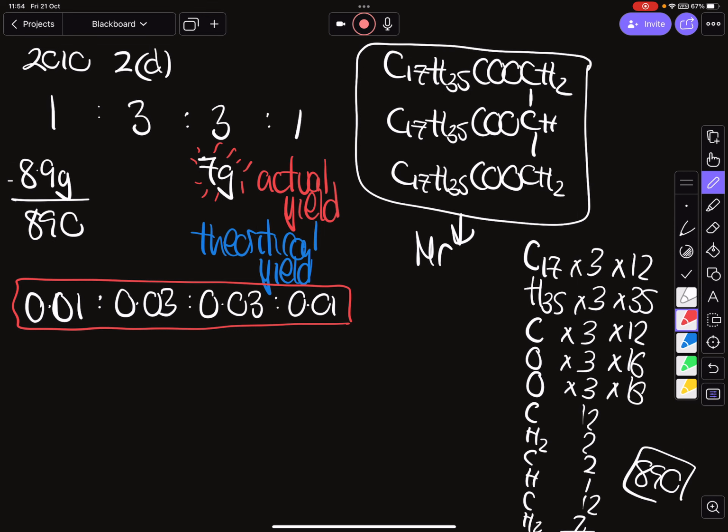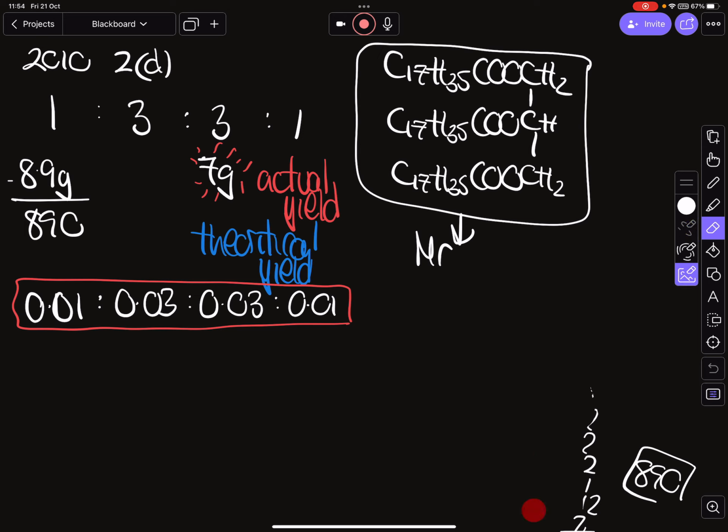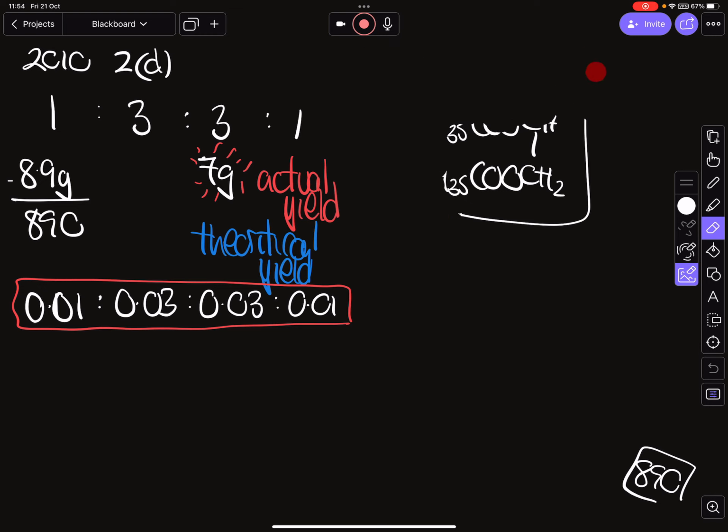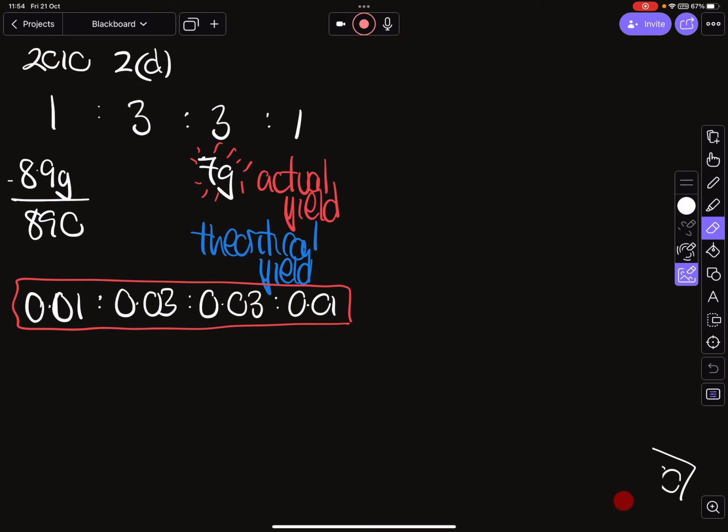So we then have to have our molar mass calculation of our sodium stearate. Okay, so that's also not as big a number that we have to get, but it does have to be done correctly. So we are going to do C17, H35, COONa. We've dealt with all of our multiples. So that's going to be 12 by 17. That's going to be 35 by 1. It's going to be 12 by 1, 16, 16, and 23. And when we add all of those up together, we should be getting 306.